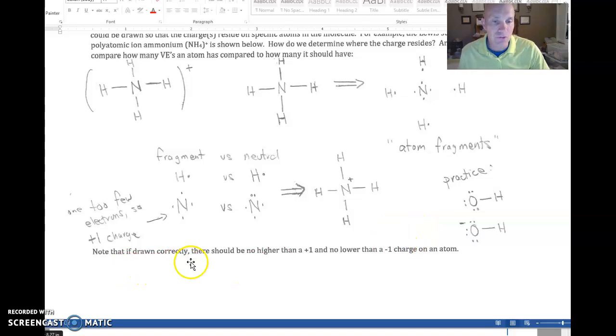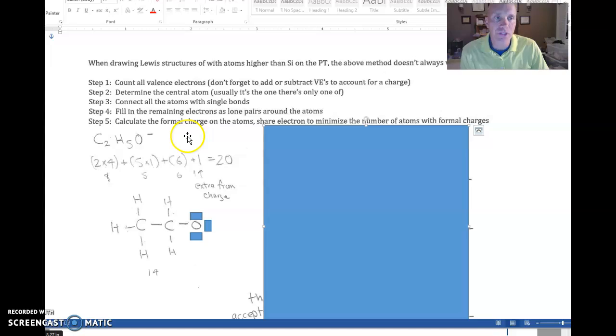All right, so notice on Lewis structures, there should be no atoms with higher than a +1 charge or lower than a -1 charge. All right, it's possible to draw things with those, but the proper Lewis structure will not have anything higher or lower than +1 or -1. So earlier we did a little shortcut to drawing Lewis structures. I want to do a quick review of the more general way of doing this. Even though, like with most organic molecules, you won't have to do this.